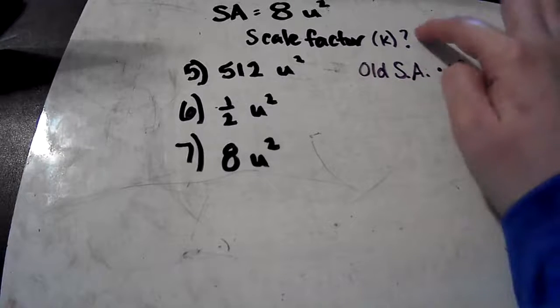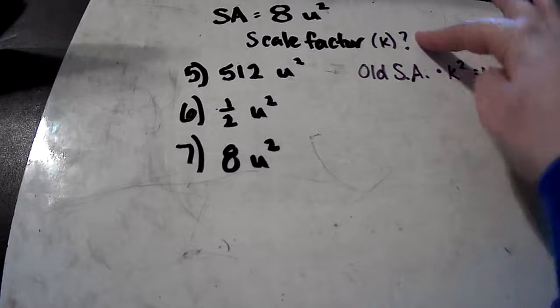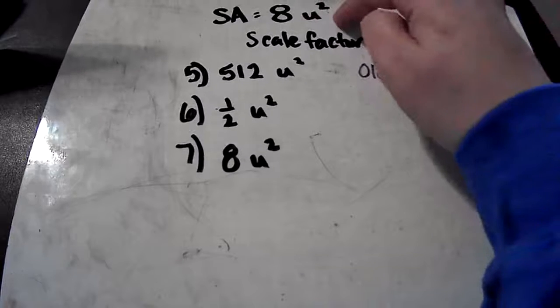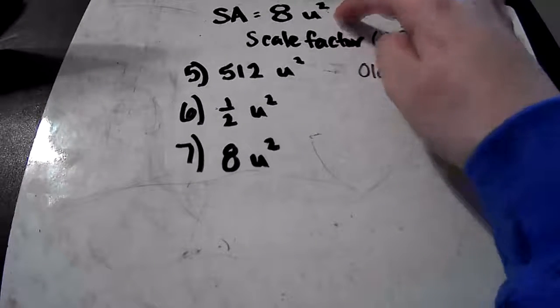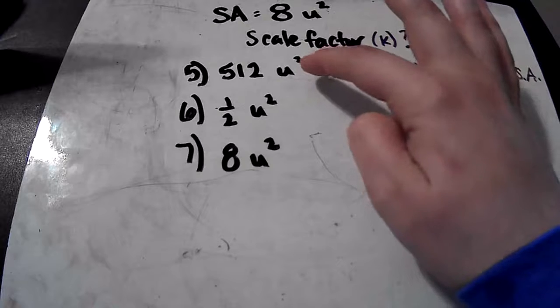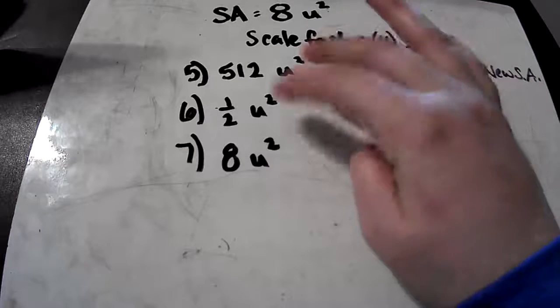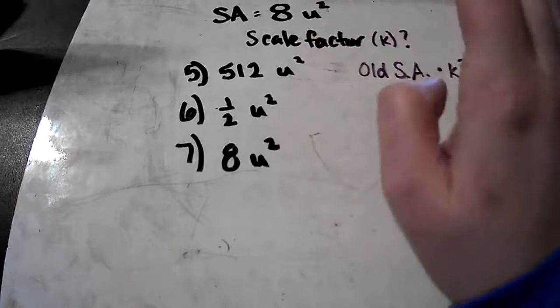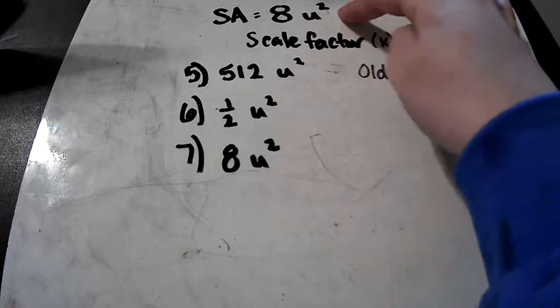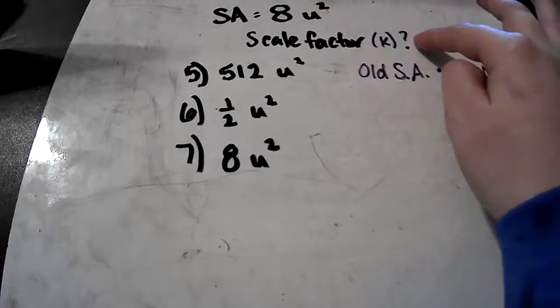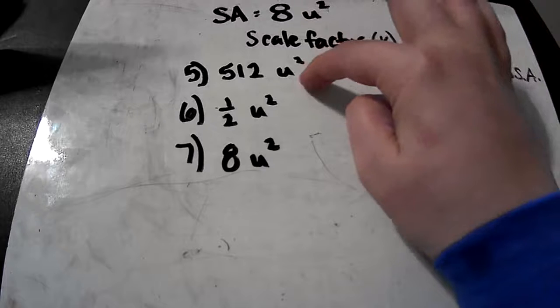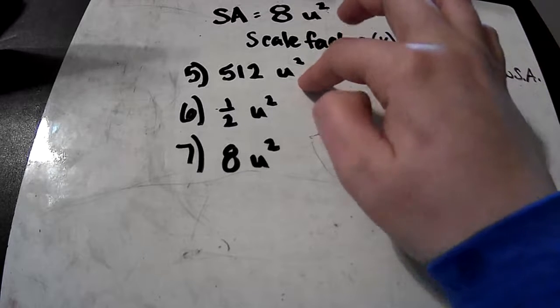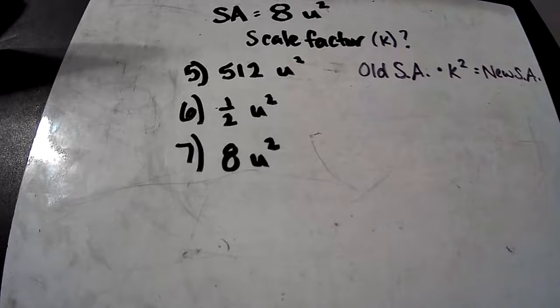So we're still looking for our scale factor. We're still trying to figure out what k is. We know our original surface area was 8 square units, and then they give us our new surface areas in number 5, 6, and 7. So I want to know, if I have a surface area of 8 square units, what scale factor I had to use to create a figure that has a surface area of 512 square units on number 5.